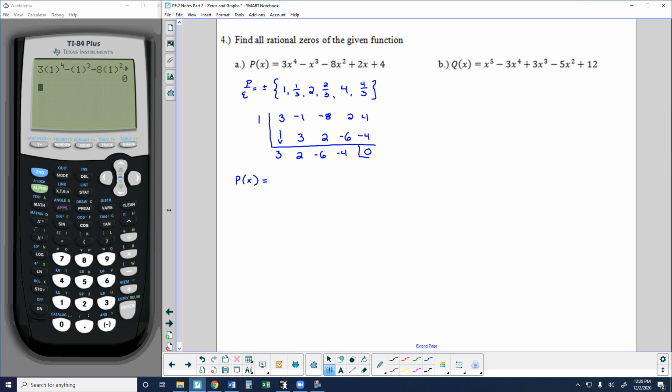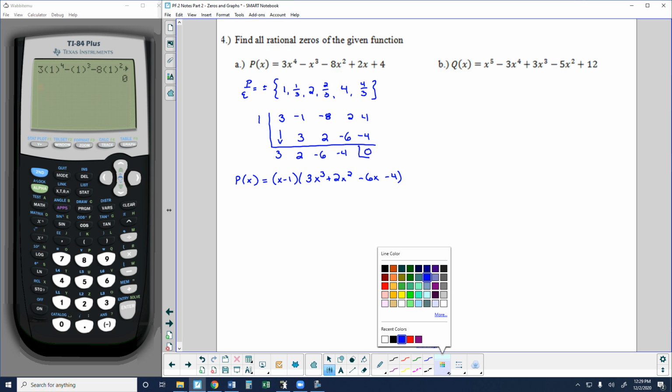We know that one of the factors of P of x is x minus 1, because that gives me the 0, positive 1. The remaining factor would be this quotient here that we get through synthetic division. So this is something we worked on in the last unit. This would be 3x cubed plus 2x squared minus 6x minus 4. So I can rewrite P of x as x minus 1 times this 4-termed polynomial.